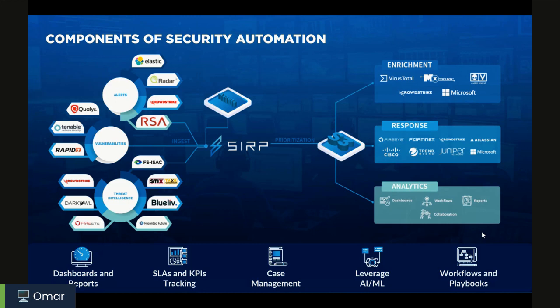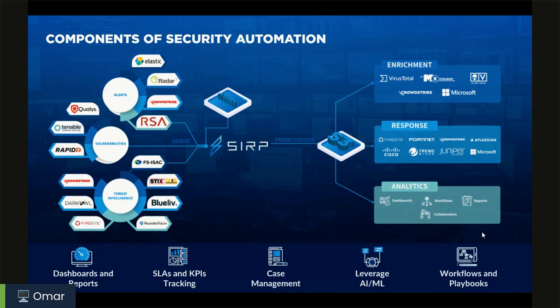On the right hand side, you can see that SIRP integrates with number of enrichment tools like VirusTotal, Microsoft Active Directory, AlienVault to augment the data. So, for example, if an analyst has an IP address, a reported potentially malicious IP address, SIRP is able to pull the reputational information of that IP address from various tools automatically without human intervention.